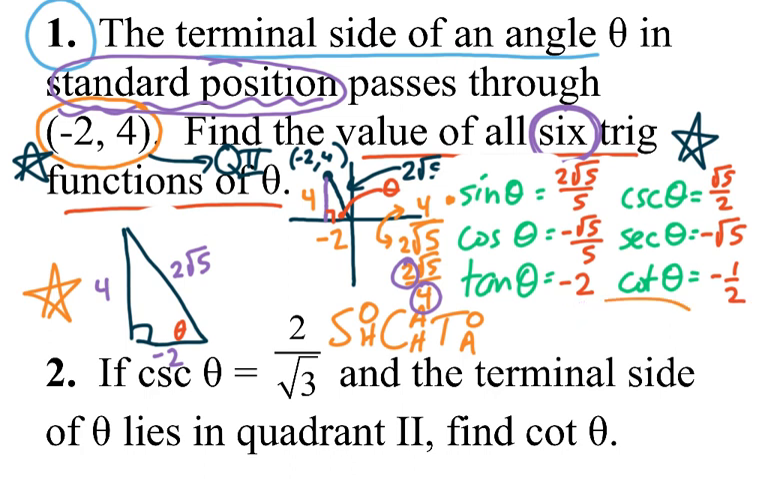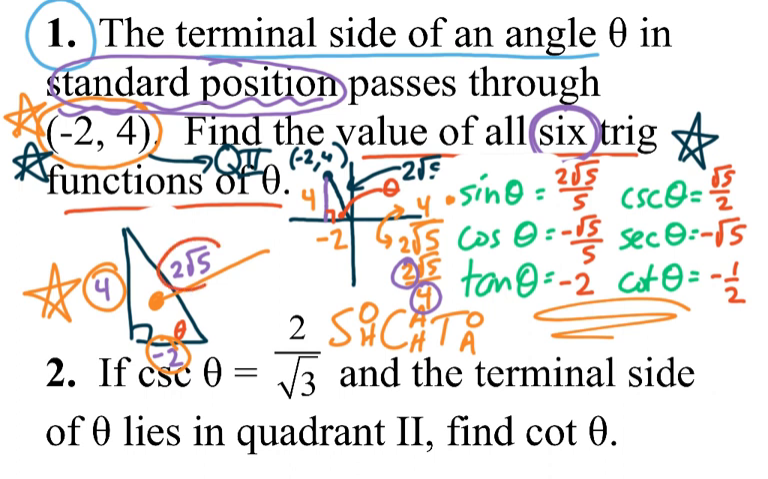We're all done. We did it. Great job. So again, what did we do? We graphed the point over here first. We made our triangle here. We labeled the sides according to the x comma y. Watch out for negatives. We used Pythagorean to find the hypotenuse. Cleaned it up a little bit if we need to. And then over here off to the side, we did our whole SOHCAHTOA. And that's the answer to number 1.